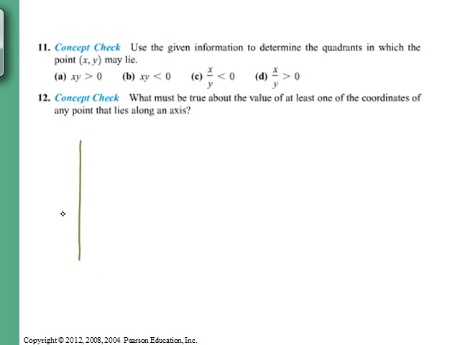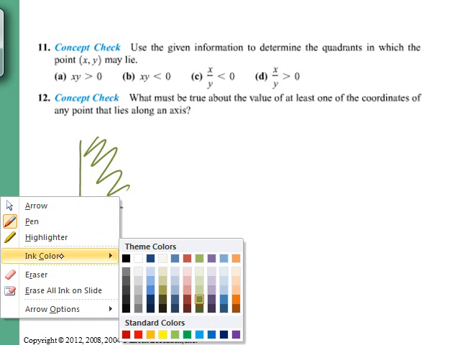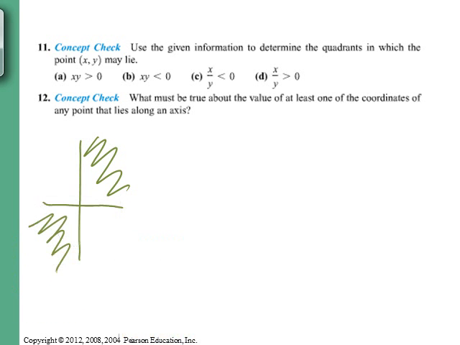Okay, so it says x times y is greater than 0. That means either both of them are positive or both of them are negative. That's how you get a positive answer. For letter B, it says x times y is less than 0, which means either the first one is positive or the second one is positive, but in each case the other one is negative.